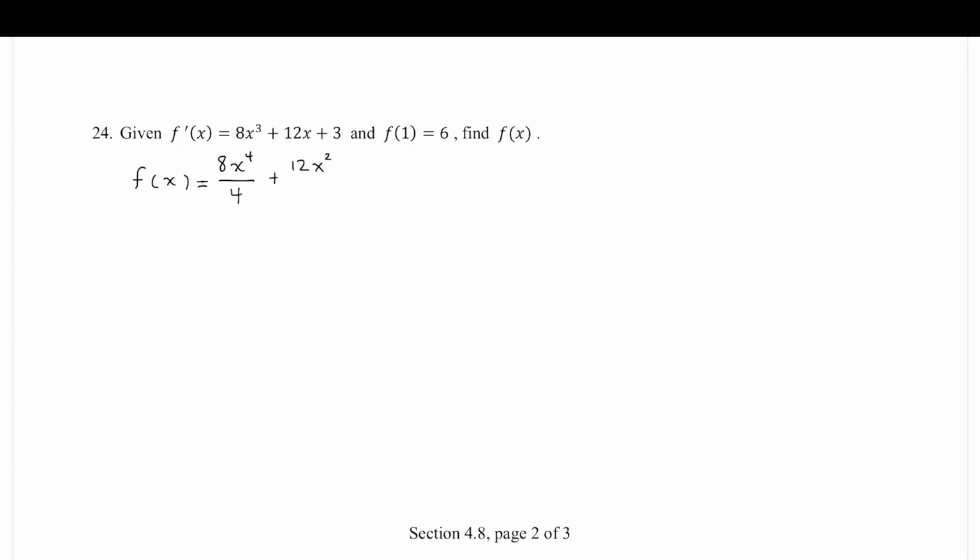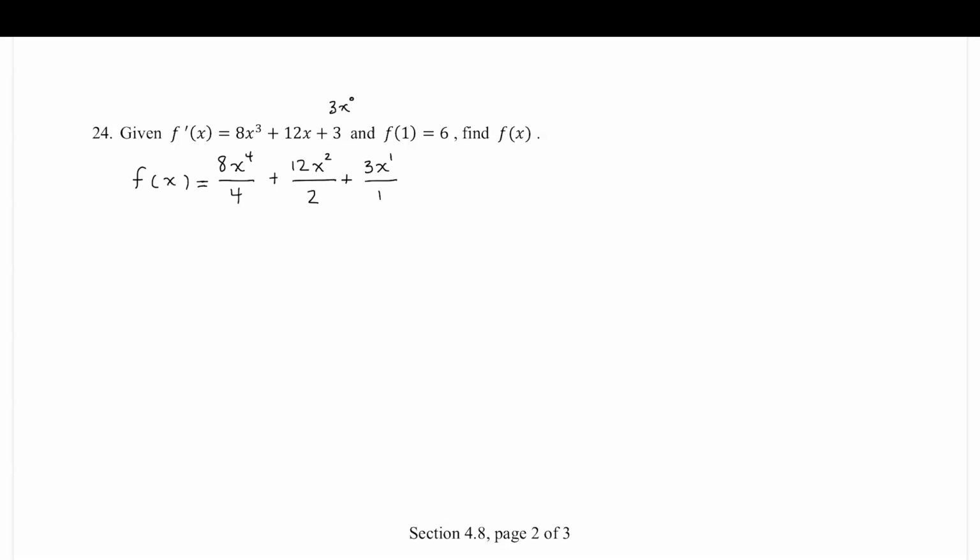With the next term, my constant 12 can get carried along. I can raise x to one higher power and divide by that higher power. And again, remember the constant 3 we can write as 3x to the 0. So I'm going to carry my constant multiple 3 along. I'm going to raise x to one higher power and divide by that higher power.